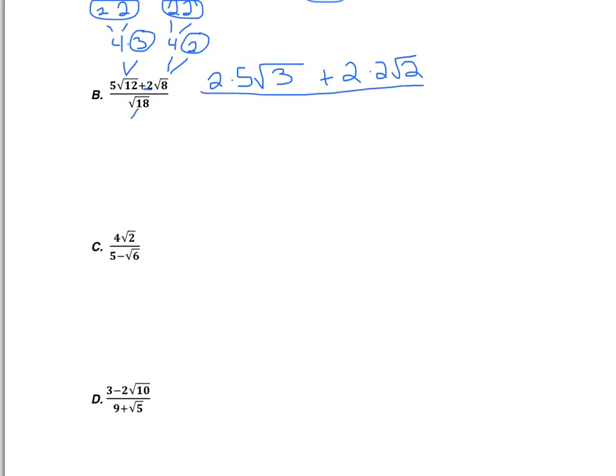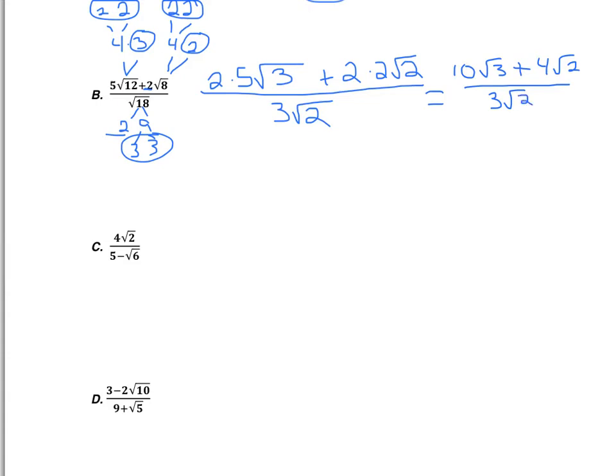Over 18, which is 2 times 9, and 9 is 3 times 3. So I have a pair of 3's. And then this 2 can stay under the square root. So multiplying things out, I have 2 times 5, which is 10 root 3, plus 2 times 2 is 4 root 2, all over 3 root 2. And then because the top has a plus, we need that as a quantity, and I want to get rid of the root on the bottom. So I'm going to multiply by root 2, top and bottom.